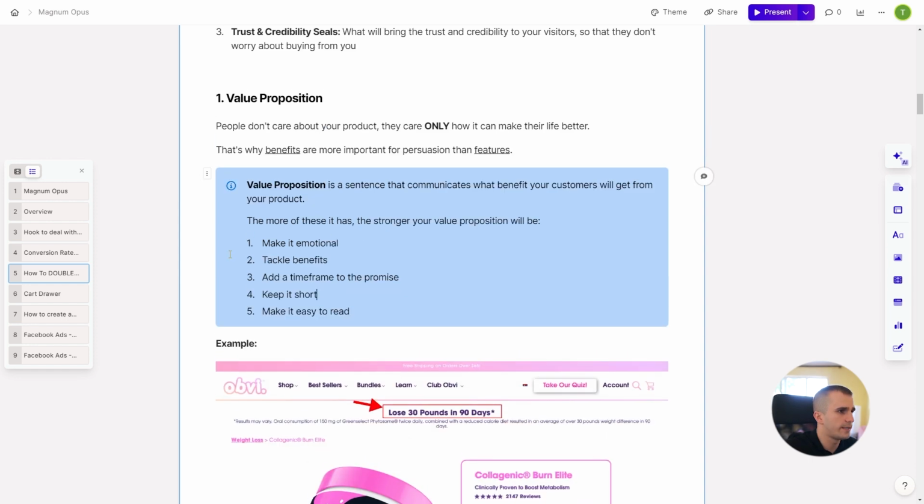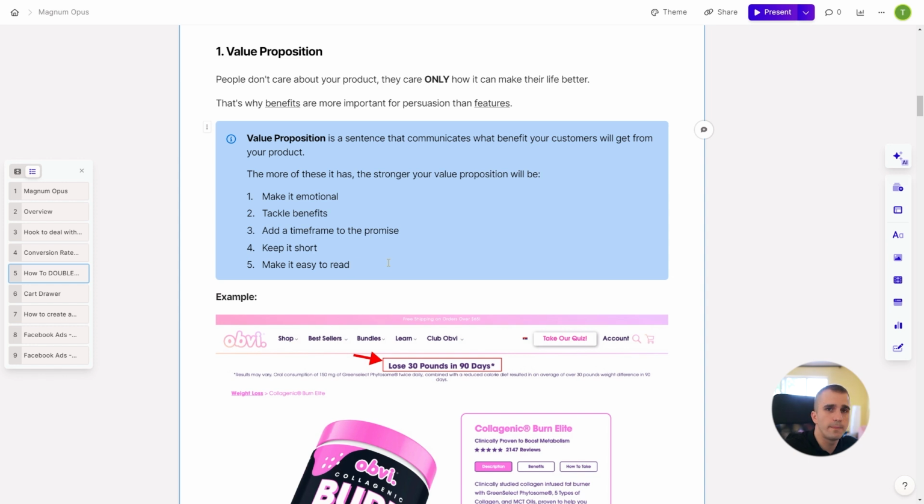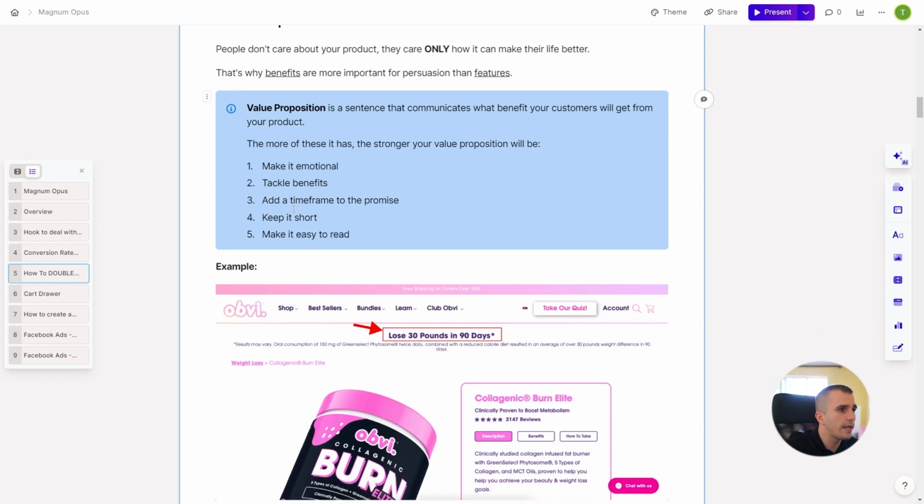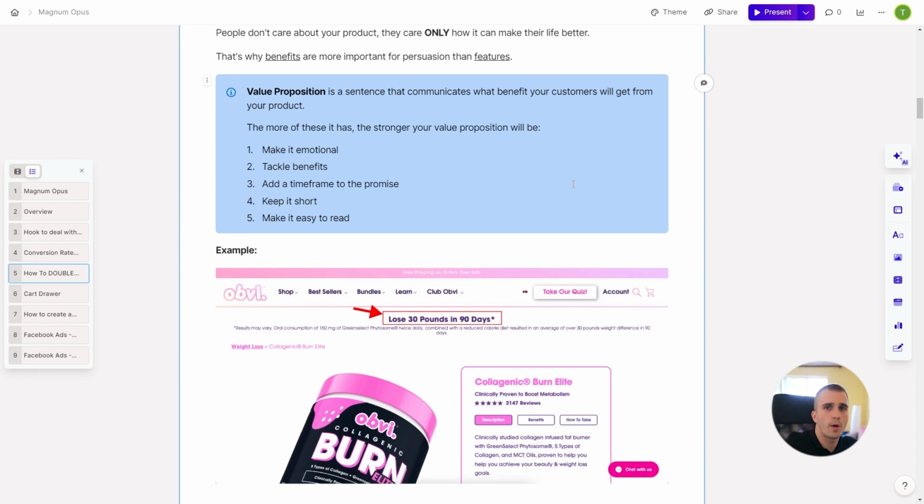So what are these things that your value proposition should have? It's really good if you can make your value proposition emotional. You should always tackle the benefit, not the feature, as I mentioned. Ideally, if you have a time frame to the promise, which is the example that I will show you, it will work even better because they will have a sense when they can achieve that thing that they want to achieve, when they will get the benefit they want.